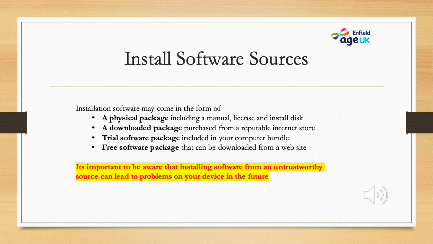There are several sources of installation software. It could be a physical package that you bought in a shop, which would include a manual, license and install disk; a downloaded purchased package from a reputable internet store; a trial software package included on your computer bundle; or a free software package downloaded from a website.